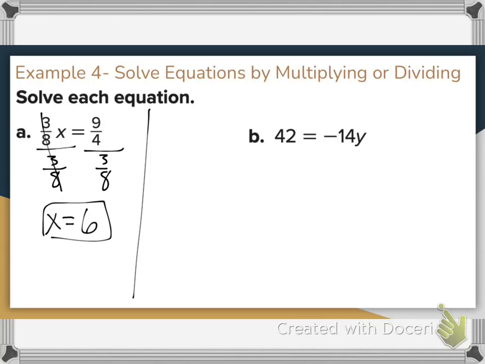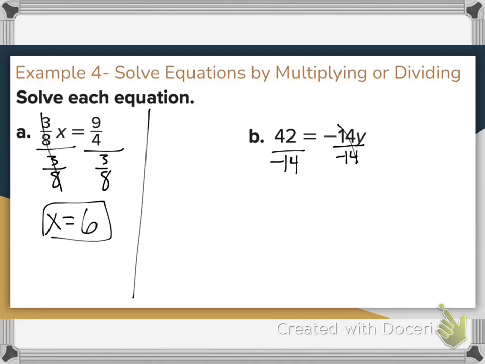What's the inverse of multiplication? Division. So in order to cancel this out, what do I have to do to it? Divide. The opposite of multiplication, which is division. We've got to divide by that number that's being multiplied by y, and the 14s cancel each other out. Whatever I do to one side, I've got to do the exact same thing to the other. So I've got to divide the left side by negative 14 as well.